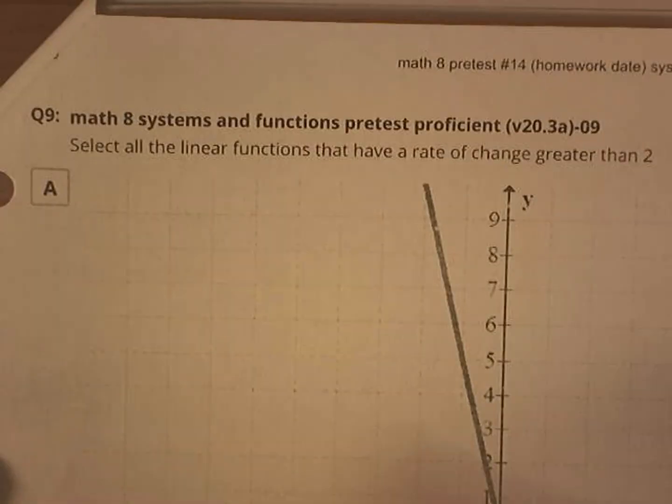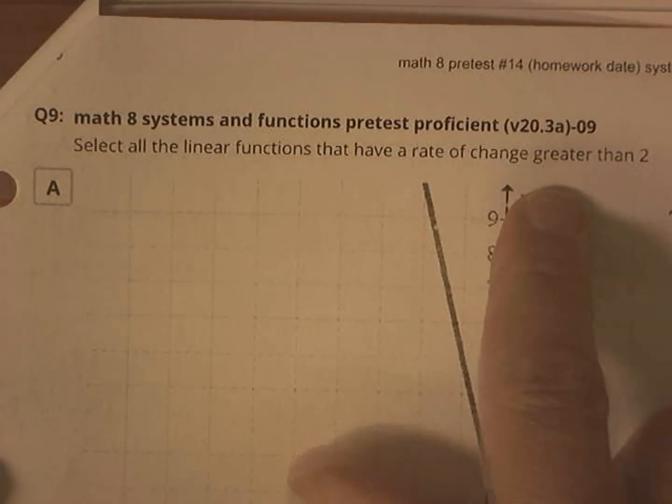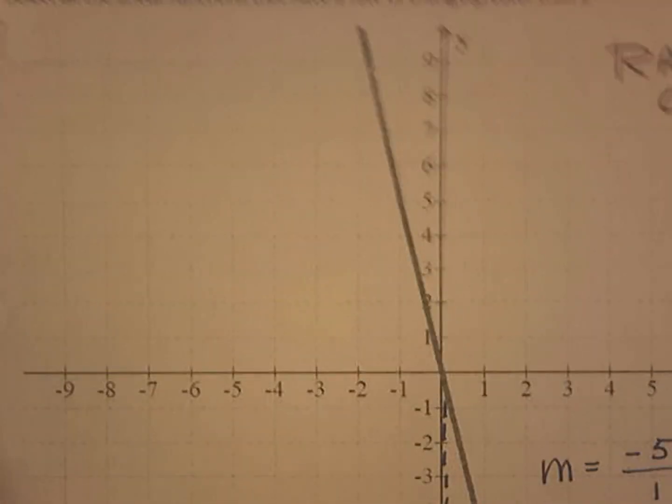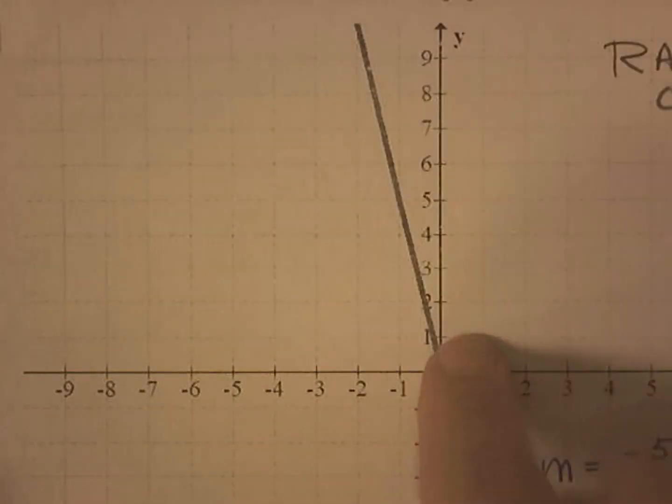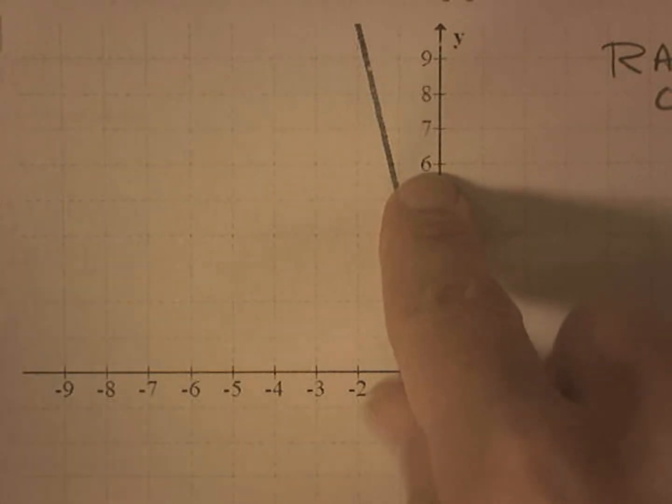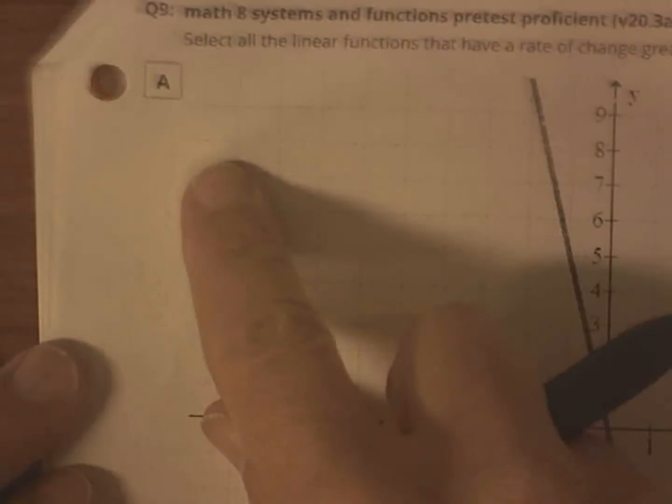And our final one, we're just going to compare a bunch of rates of change. Select all the linear functions that have a rate of change greater than 2. Okay. This is a negative slope or a negative rate of change, so it's not going to be greater than 2. So I'm not going to select A.